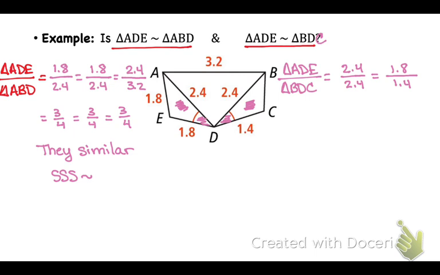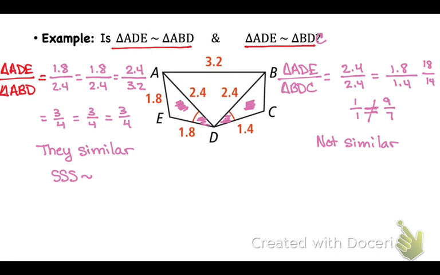We already know, you all should be going, nope, doesn't work. Why? Because 2.4 over 2.4 is 1 over 1, and 1.8 over 1.4 is not 1 over 1. So this would be 18 over 14. What is 18 over 14 reduced to? 9/7. Is 1 over 1 equal to 9/7? No. So we make that equal sign, and what do we put across it? Slash, not equal, so they are not similar.